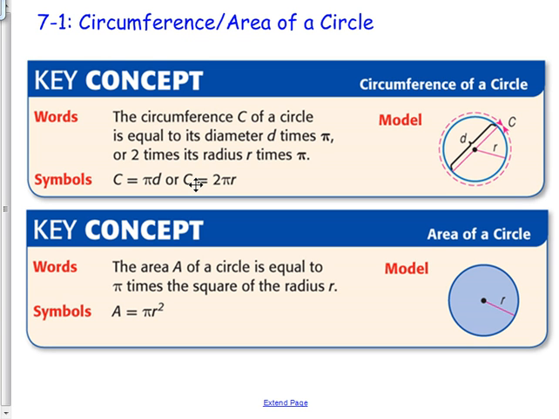For lesson 7-1, we're going to keep it pretty short and sweet here. We're going to talk about the circumference and area of a circle formulas.